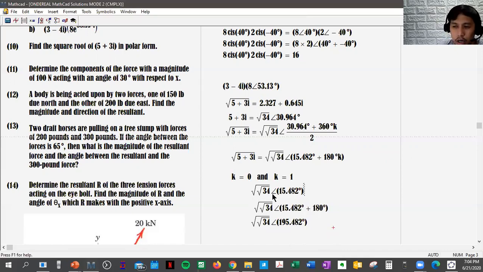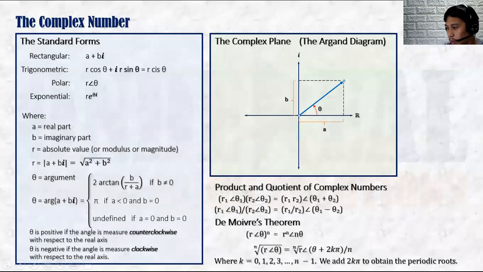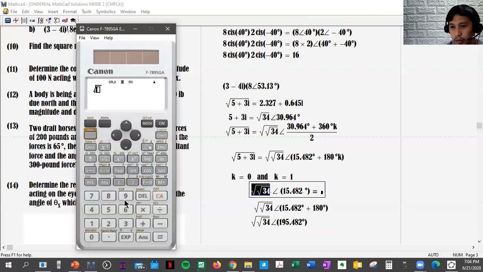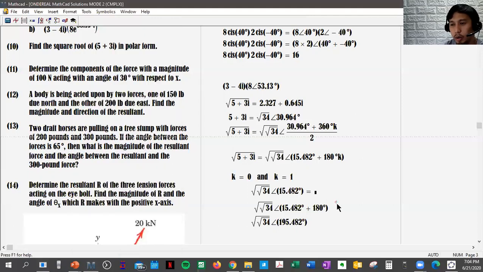Ganito, no? If we are to take the square of this, that should go back to 5 plus 3i because this is the square root, no? Another, no? We may rewrite that into its r angle theta form. Okay, so with square root of 34, i-evaluate natin yan. Ano ba yung square root of 34? Square root of 34. That is equal to 2.415. So this is 2.415 angle 15.482 degrees. Okay. So ito yung sagot.